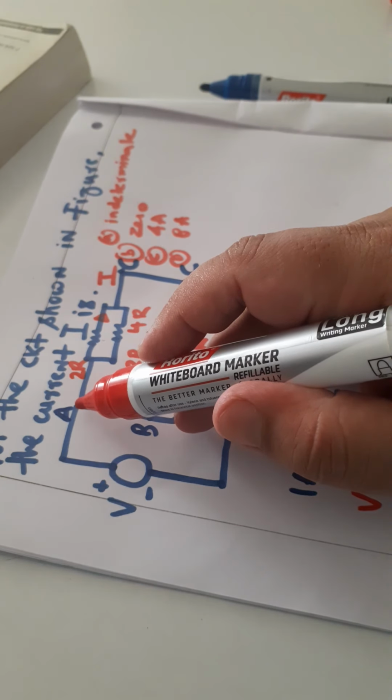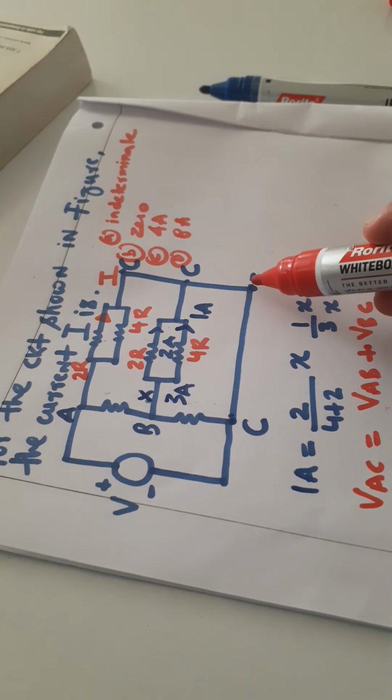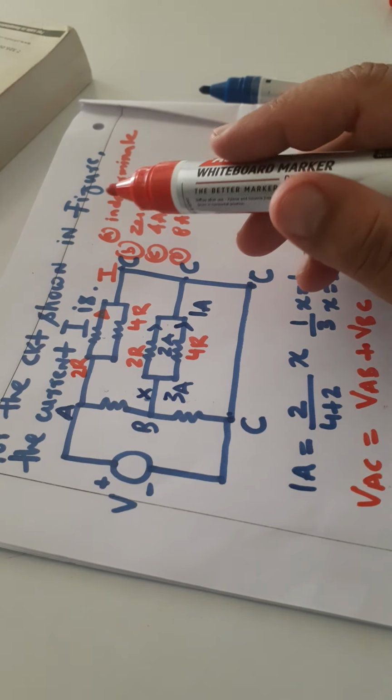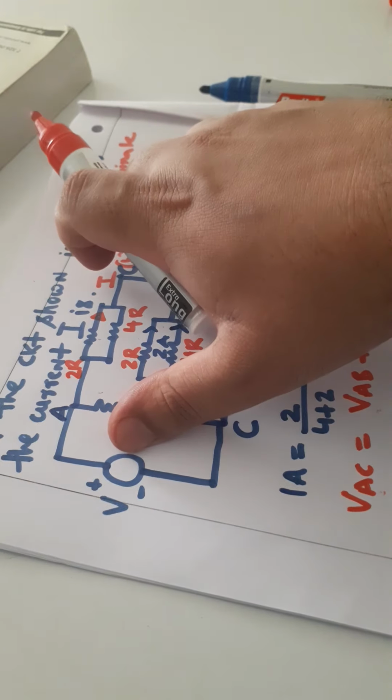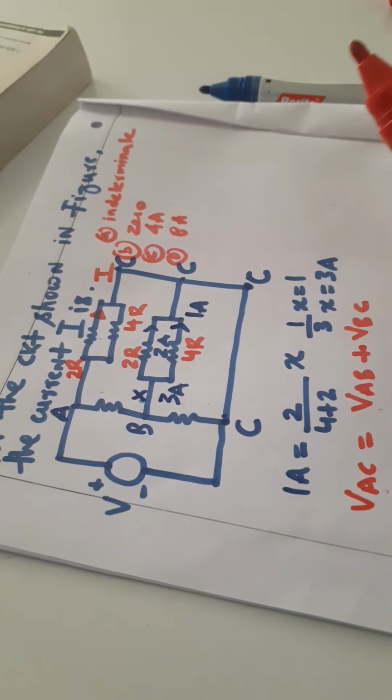So this point we have labeled A, this point B, other point C. There is no resistance here. This is C, this is C, this is C. So this is a common point. Clearly you can see BC and BC are the same, so the voltage across BC and the voltage across BC would be the same.